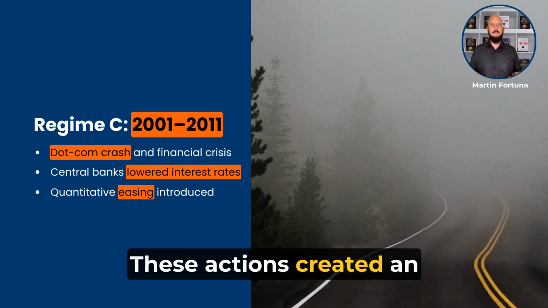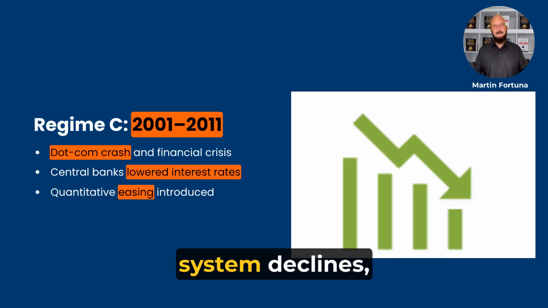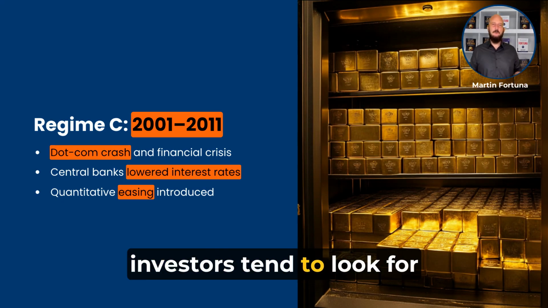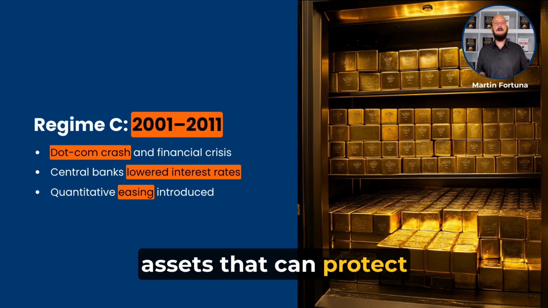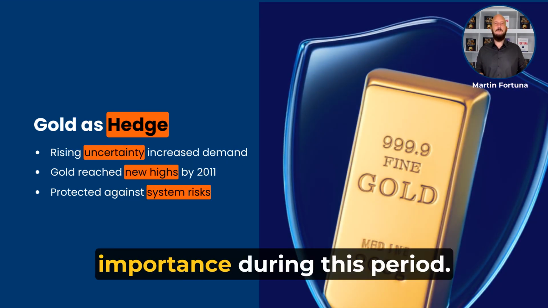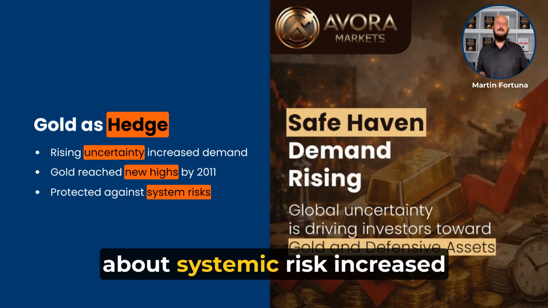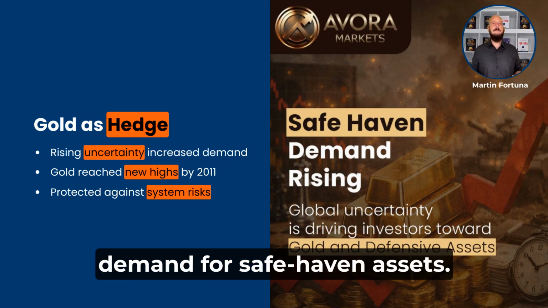These actions created an environment of uncertainty. When confidence in the financial system declines, investors tend to look for assets that can protect their wealth. Gold as hedge. Gold regained importance during this period. Rising uncertainty and concerns about systemic risk increased demand for safe haven assets.